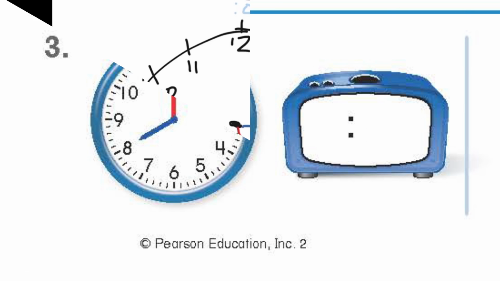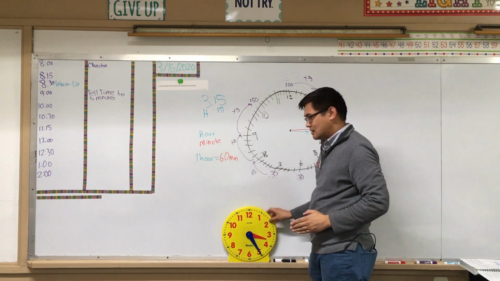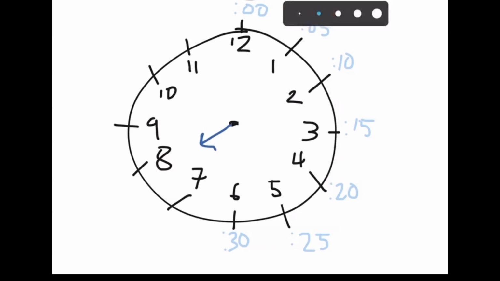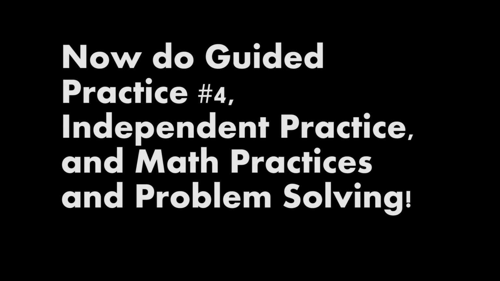Now on number 3, they show us that on the analog clock, the hour hand is pointing at 8, and the long hand, the minute hand, is pointing at 12. When we have the minute hand pointing straight up at 12, that means it's 0 minutes, which means it would be 8 o'clock. And you would write that like this. Go ahead and do number 4 guided practice on your own, and then go to independent practice.